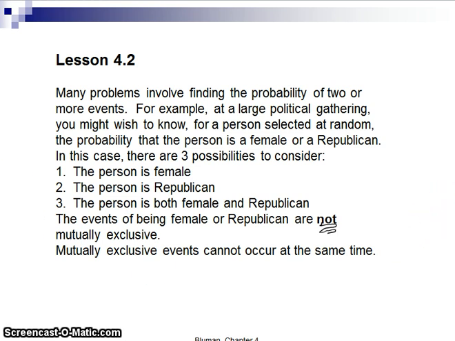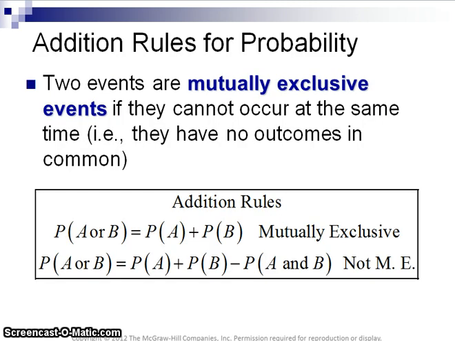So as we're looking at this problem, let's see if I can get to the next slide. Okay. Two events are said to be mutually exclusive if they cannot occur at the same time, or in other words, they have no outcomes in common. And we have basically two rules to follow. The first one, the addition rule, is when we're taking two events: the probability of A or B is the probability of A plus the probability of B, if the events are mutually exclusive.